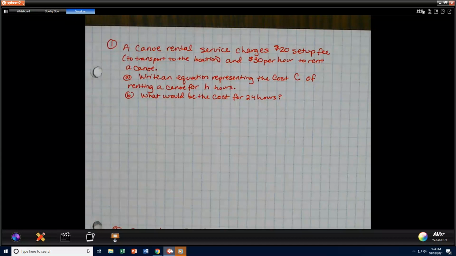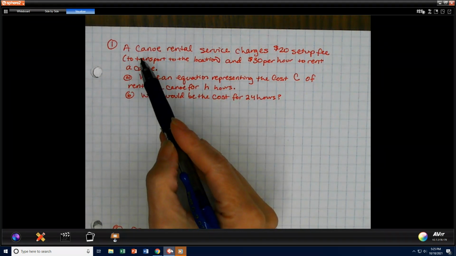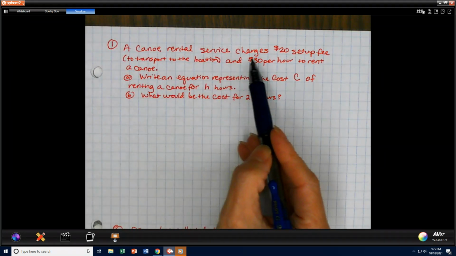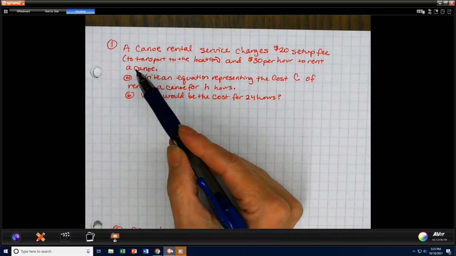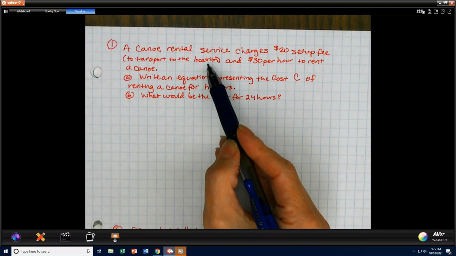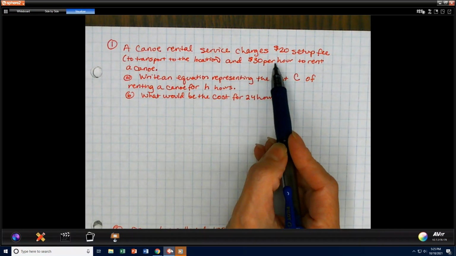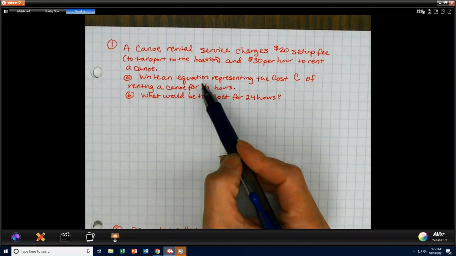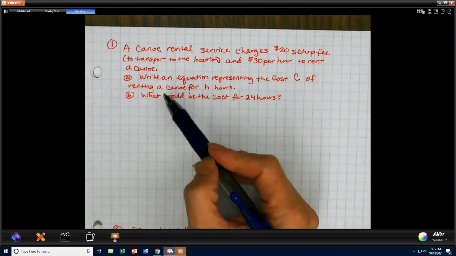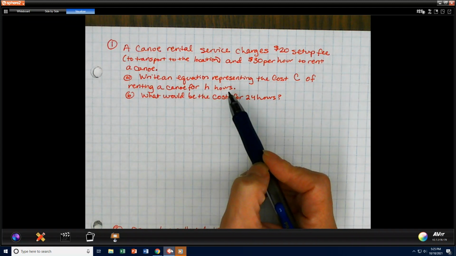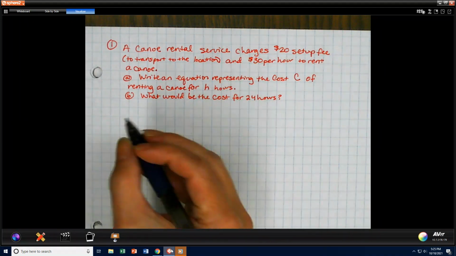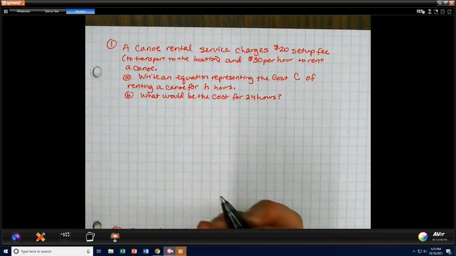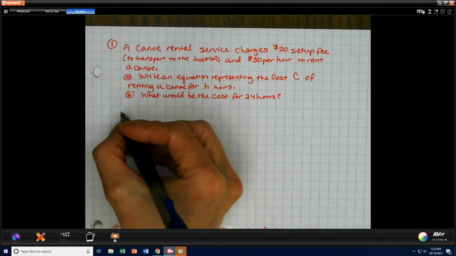Let's look at some word problems and figure out how to write a linear equation to represent those word problems. So I've got a canoe rental service. They're going to charge a $20 setup fee just to transport the canoes to the location, and $30 per hour to rent a canoe. We want to start by writing an equation to represent the cost of renting a canoe for H hours. So I might recommend thinking about the problem and just coming up with a few sample points.